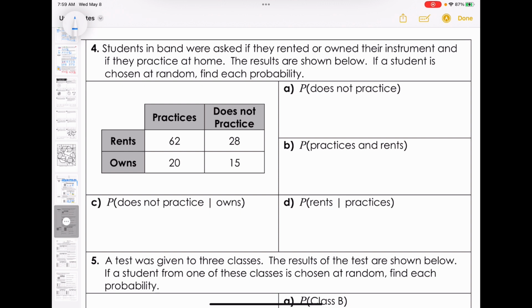All right, so looking at our table, one thing that you should notice is that we don't have total columns or total rows. So when you're finding probability, you need the totals. So we're going to add a total row and a total column. It's just going to make our life a whole lot easier when we start answering these probability questions.